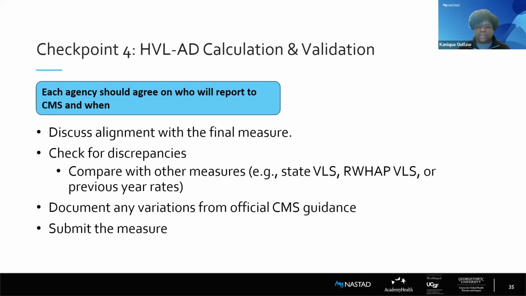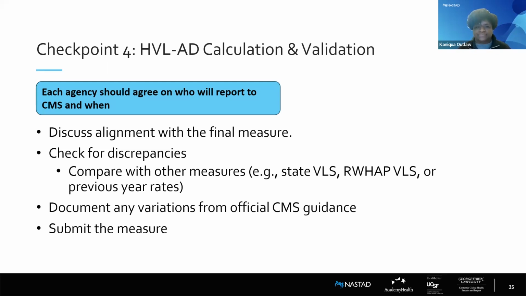And also checking for discrepancies. If you've been doing this for a while, or if this is your first time doing the reporting, how are you going to validate what you're seeing? Are you going to compare against yourself, other viral load suppression, either at the state with Ryan White? Just making sure that you have that in mind in terms of validation, and then also documenting any variations from that official CMS guidance.